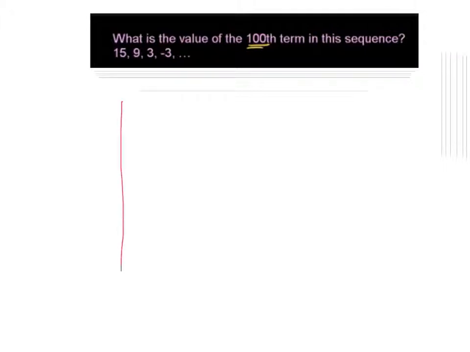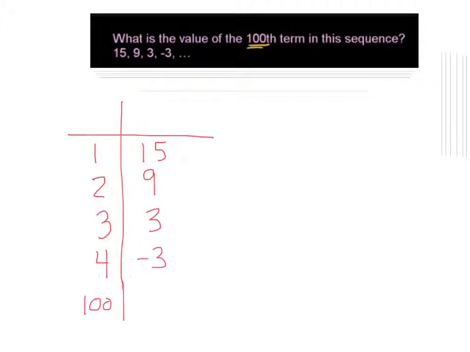So let's make us a little T-chart. What is my first term? 15. What is my second term? 9. What is my third term? 3. What is my fourth term? -3. And what I'm looking for is the 100th term, right? And so what I'm going to do is I'm going to try to make an equation that I can plug 100 into, and it'll give me the 100th term.